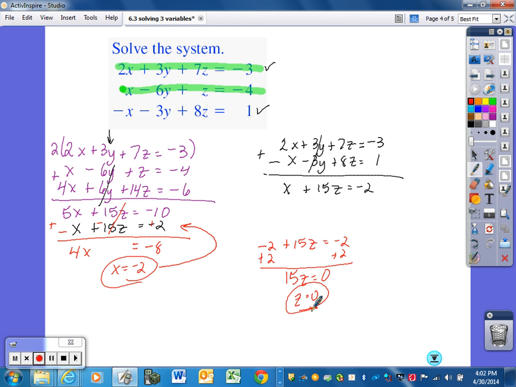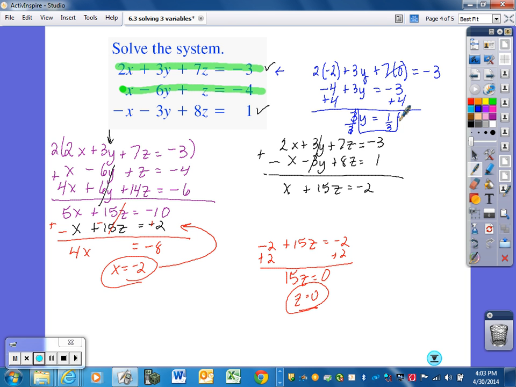Now I need y. I'm again going to just stick it in the top equation. 2x, which is negative 2, plus 3 times y, which is what I'm looking for, plus 7 times 0 equals negative 3. Negative 4 plus 3y plus 0 equals negative 3. Add 4, and y equals 1/3. x is negative 2, y is 1/3, z is 0.